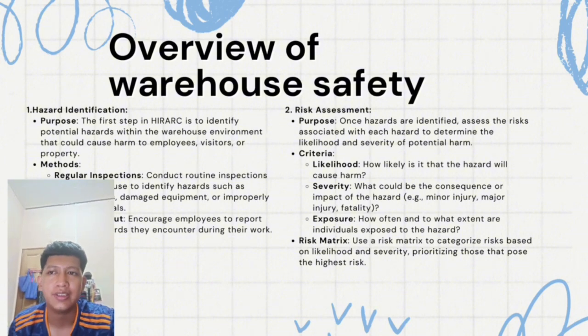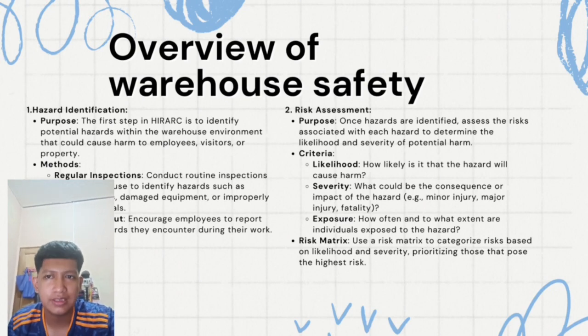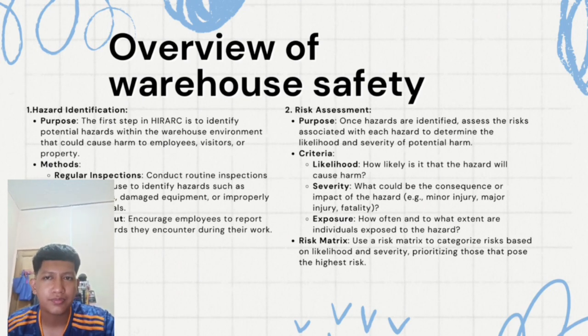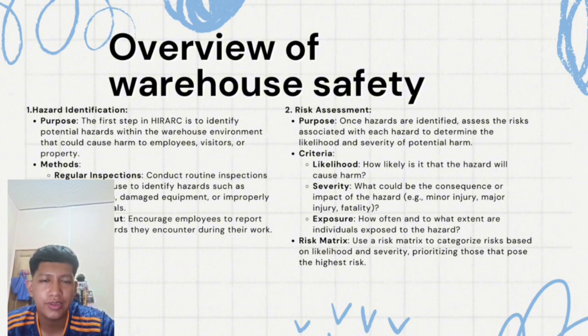Second, risk assessment. Purpose: once hazards are identified, assess the risk associated with each hazard to determine the likelihood and severity of potential harm. Criteria: likelihood is how likely it is that the hazard will cause harm. Severity: what could be the consequence or impact of the hazard. Example: minor injury, major injury, fatality.